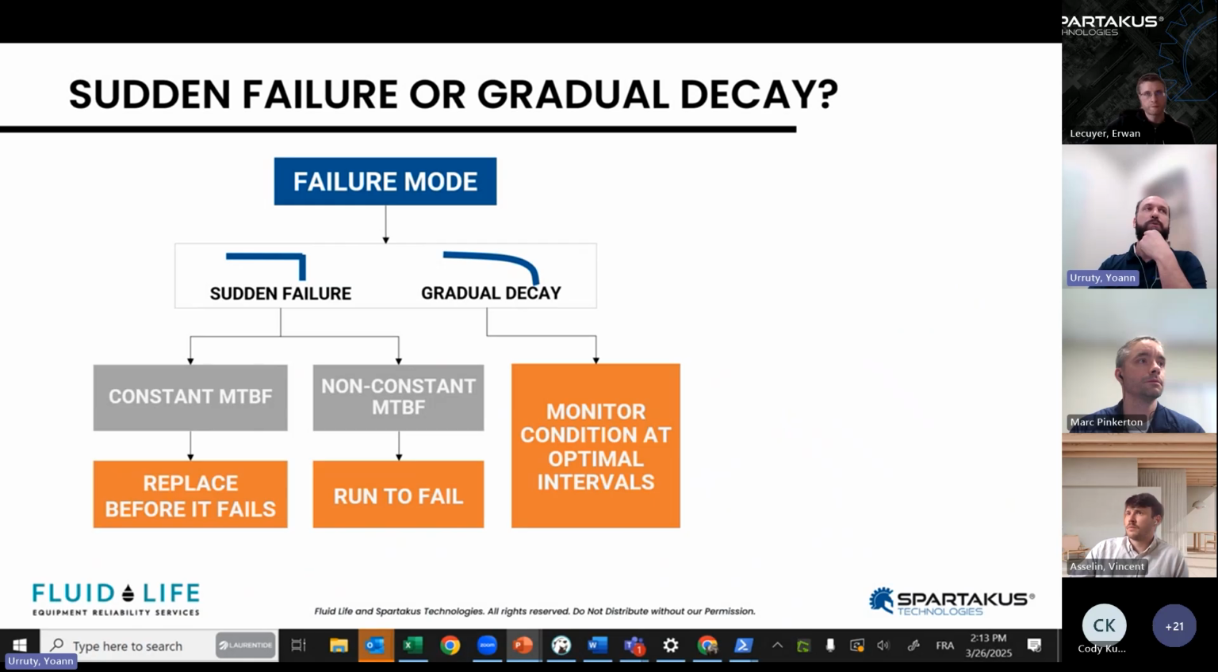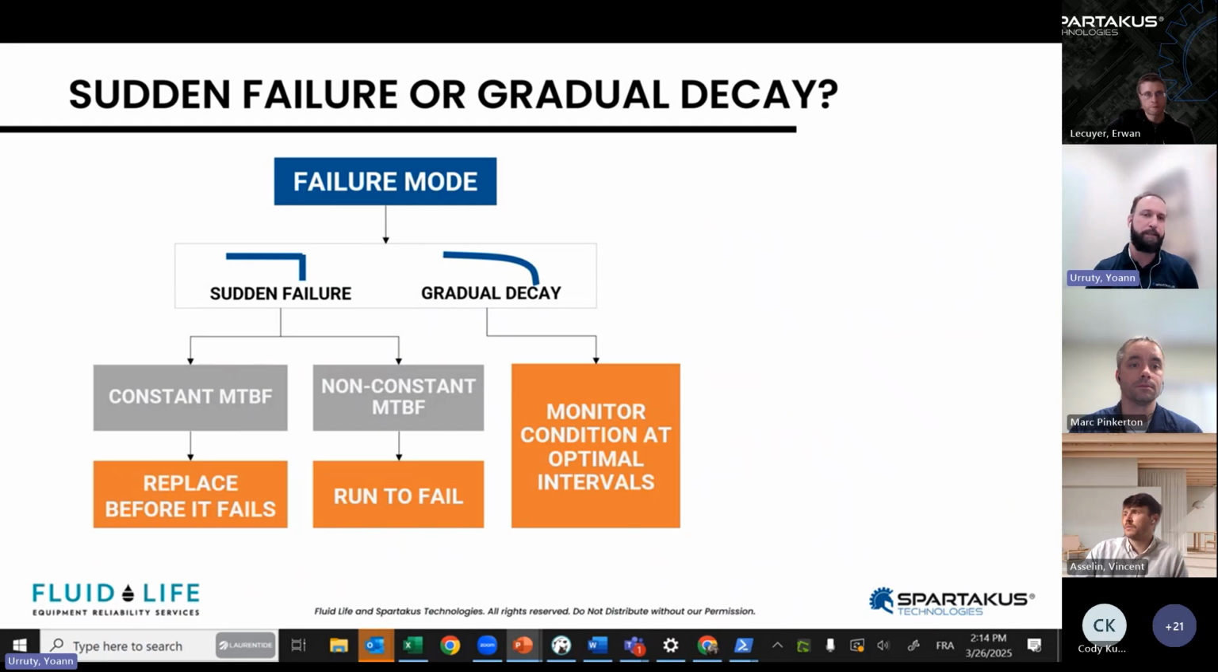Let's go back to failure modes and failure systems, right? Typically, there are two types of failures, the sudden failures and the gradual decay failures, right? For sudden failures, you'll have either a constant mean time between failure, which will induce a maintenance strategy to replace before it fails, right? That's the scenario on the left. The literature tells us that that doesn't really happen very often.